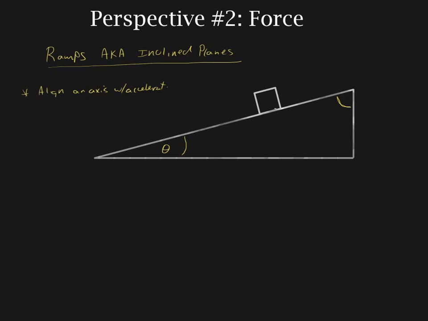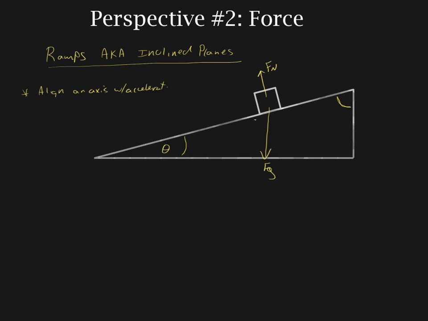If we have a block on the ramp, and this block is on a frictionless ramp, just to keep it simple, then we have a normal force, which by definition points perpendicular to the surface of the ramp. The only other force which can exist is the force of gravity, which is straight down and points towards the center of the earth.